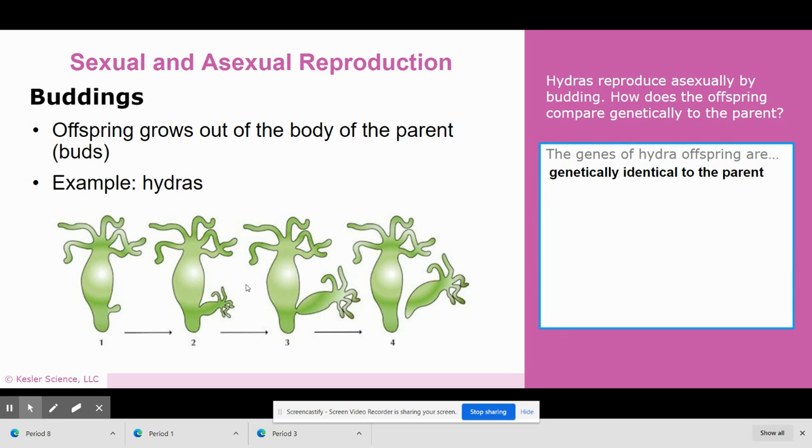The next type of asexual reproduction is called budding. The offspring basically grows out of the body of the parent. It buds off. This example here is showing a little hydra. Hydra are kind of relative to jellyfish. They can reproduce sexually, but this is the one way that they can reproduce asexually. On the right, it says hydra reproduce asexually by budding. How does the offspring compare genetically to the parent? The genes of the hydra offspring are going to be genetically identical to the parent.